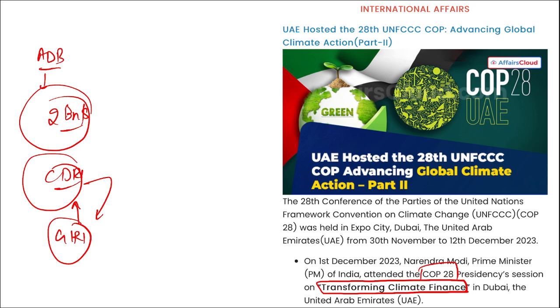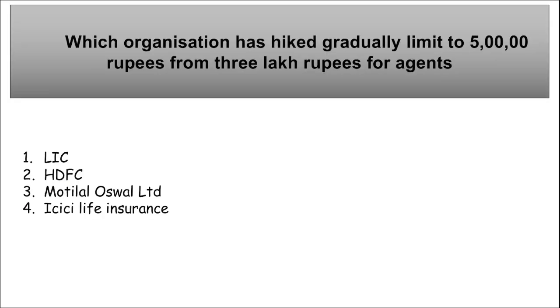Next is, which organization has hiked its gratuity limit to 5 lakh rupees, that was earlier 3 lakh rupees, for the agents? Right? Now, what is this gratuity?